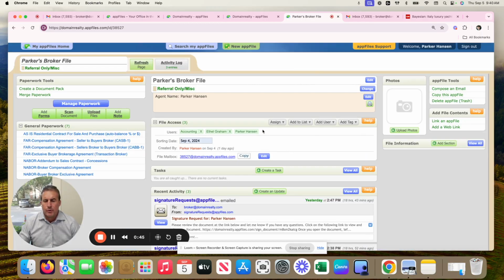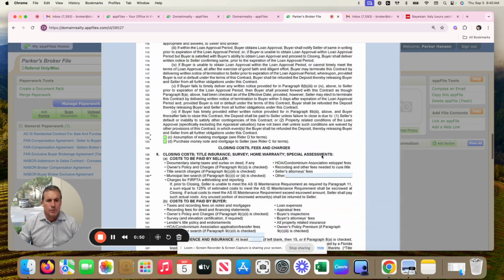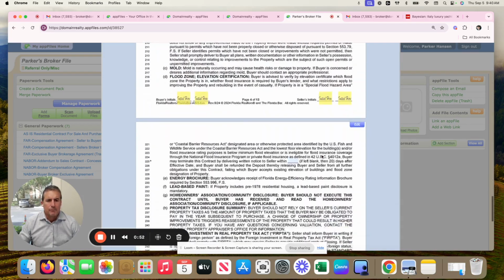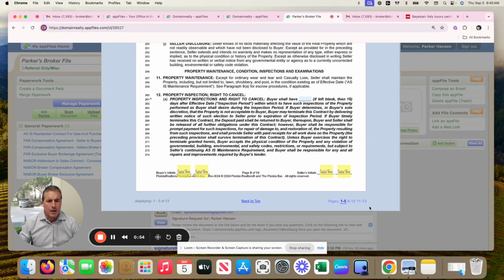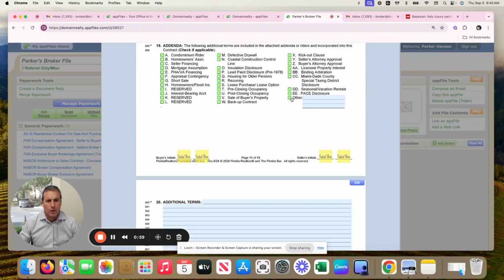What you can also do, if I pull up a FAR contract here, is at the very bottom, and NABOR has the same thing as well, there's a space where you can put other, and you can put see attached compensation agreements, something to that effect. And so it's really more of a matter of disclosure.